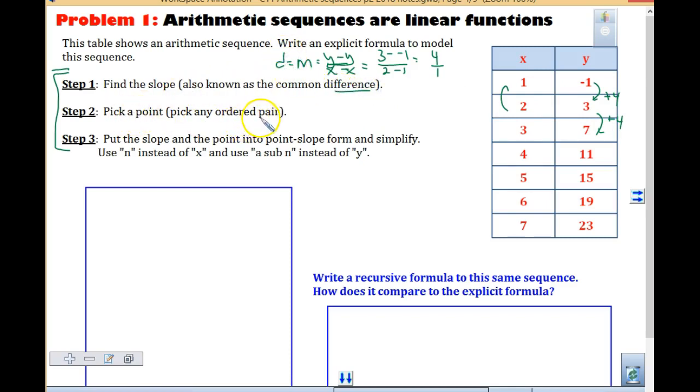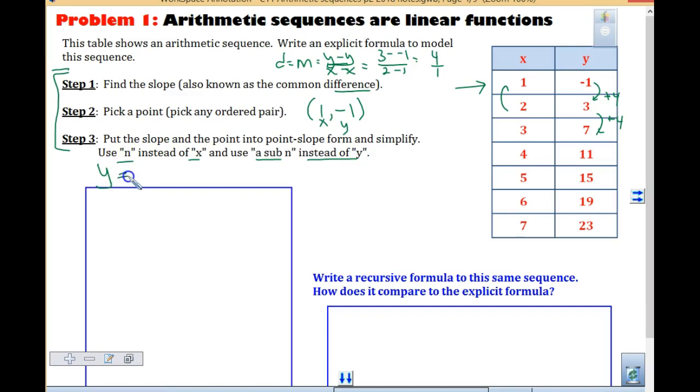Now it says pick any point. Well, the easiest one is the first one if we are taking a look at that. So we know our common difference. We want to pick a point. Our first point, 1 comma negative 1, keeping in mind x and y. Step 3, put the slope and the point into point-slope form of your equation. So use n instead of x, a sub n instead of y.